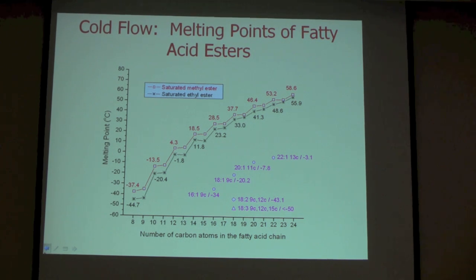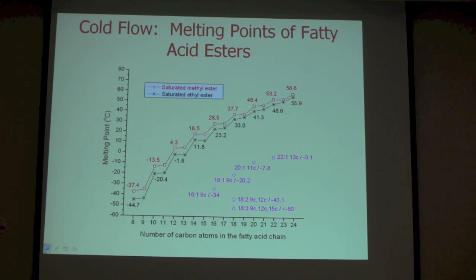So here, cold flow, essentially melting points of fatty acid esters. In red, you have the saturated methyl esters, the major components of biodiesel, and for comparison here, actually ethyl esters. You'll see that ethyl esters do actually a little bit better in terms of cold flow. Their melting points are a little bit lower. You see that the melting point of methyl palmitate here is 28.5 Celsius, and that of methyl stearate, the C18, is about 37.7 degrees Celsius. That's obviously the major reason why they can cause cold flow problems. That's actually well above room temperature.